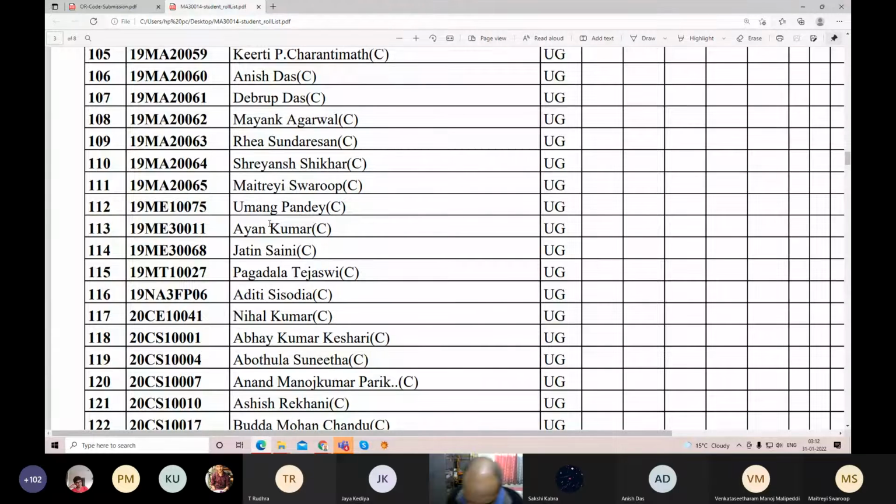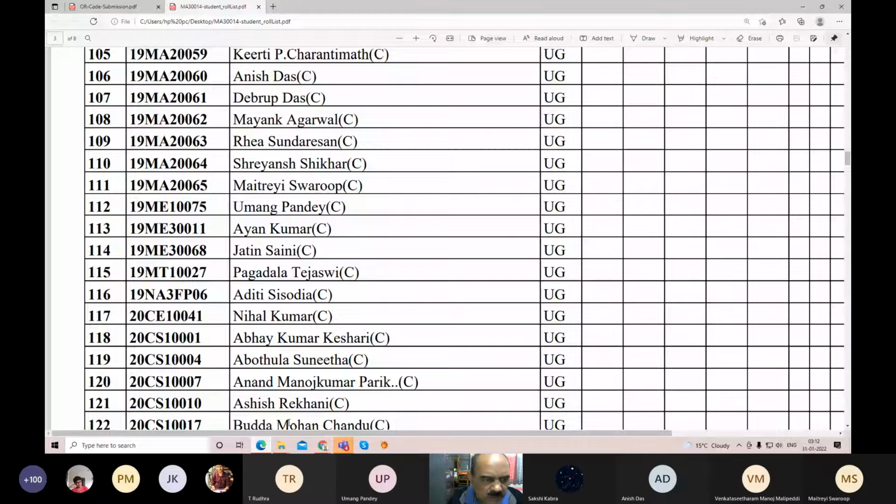111 Maitri. 112 Umang Pandey. 113 Ayan Kumar. 114 Jatin Saini. 115 Tejasvi. Is 115 there? Not there. Anybody from this group? Sir, 112, I am present, sir. 112. Then 113 Ayan Kumar. See, if you are present, tell me that you are present. So I am making 112 the group leader. Okay, right?